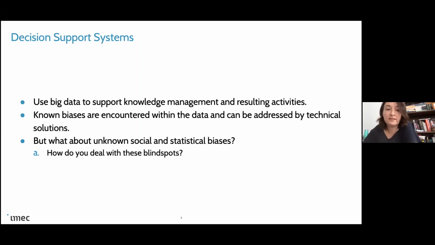Decision support systems use big data to support knowledge management and their resulting activities. And we are aware that there are known biases that can be addressed by technical solutions. But what we are concerned about are these unknown social and statistical biases, and how do you deal with these blind spots? This is what leads us into serendipity.